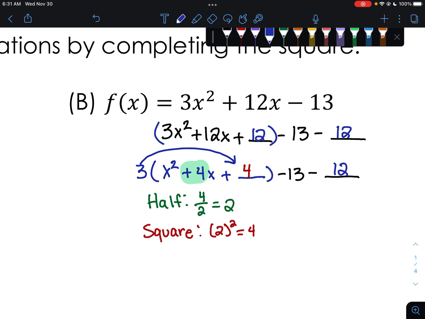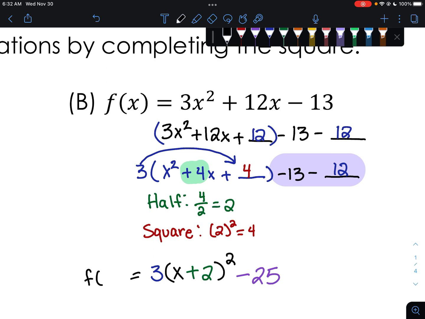So now we can go ahead and do our shortcut where we factor. So we have something in parentheses squared. We remember that we have that 3 tagging along out in front. Then we use our variable x, our half term, which was a positive 2. And then we are going to add these last two numbers together. Negative 13 minus 12 is a negative 25. So we have that right there.